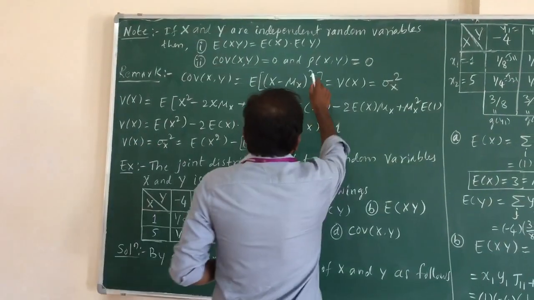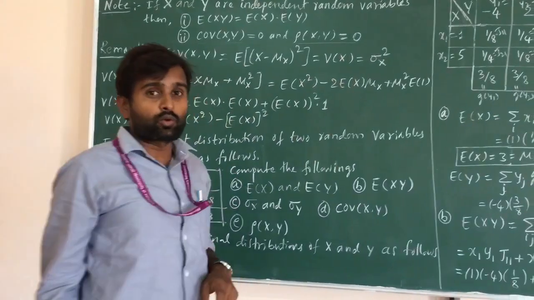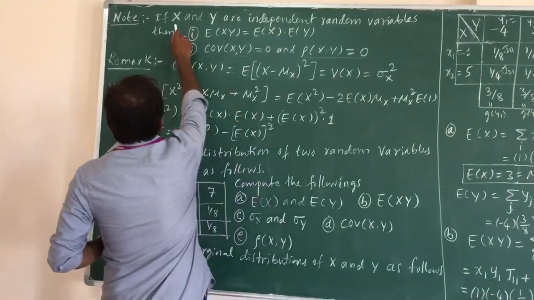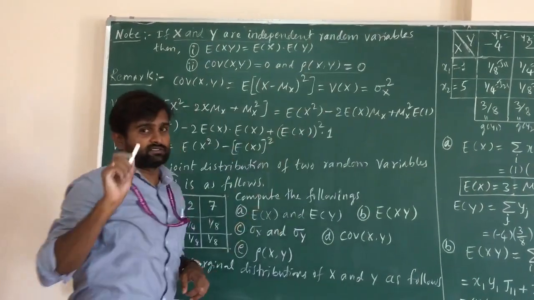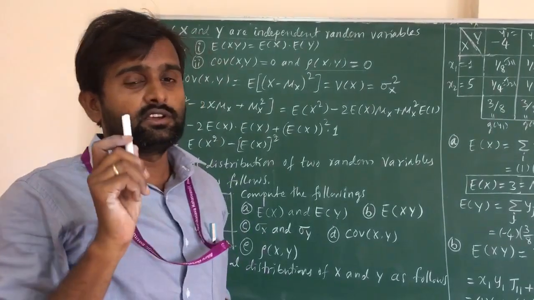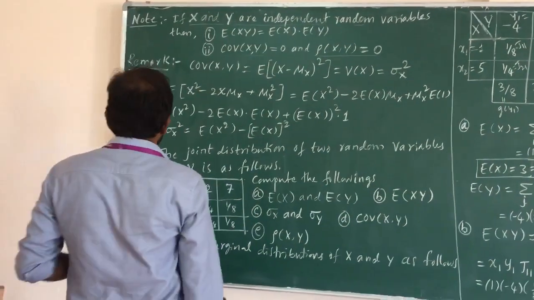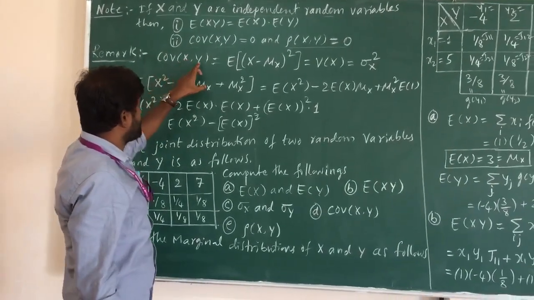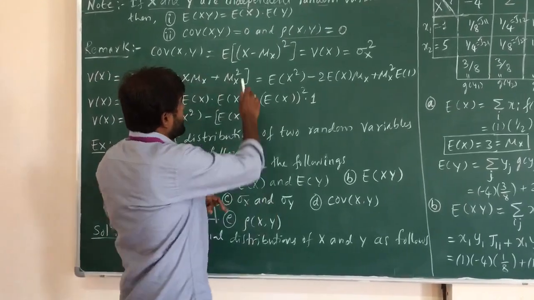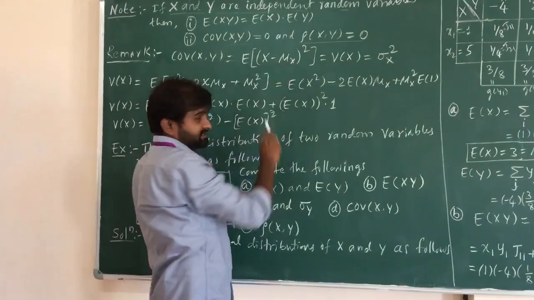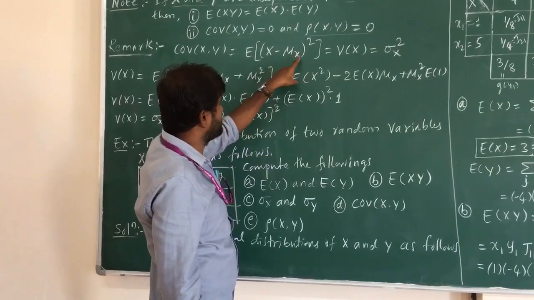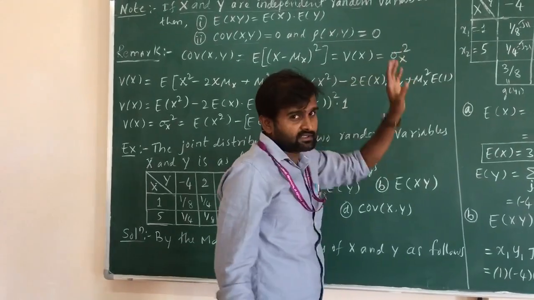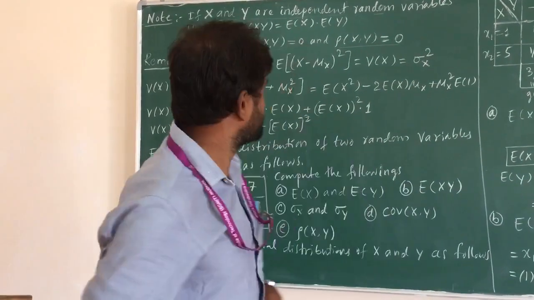Similarly, the correlation of x comma y is also 0 when x and y are independent random variables, so both values are 0. Then a remark; here you know the expressions. Covariance of x comma y is the expectation of x minus the mean value of x, whole square, equal to the variance of x, which you can write as delta x square.